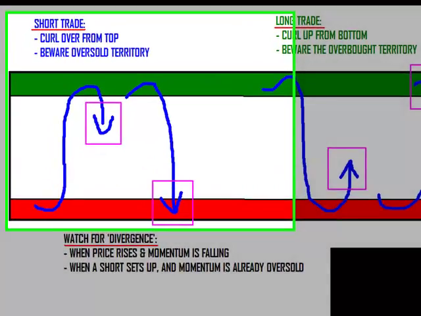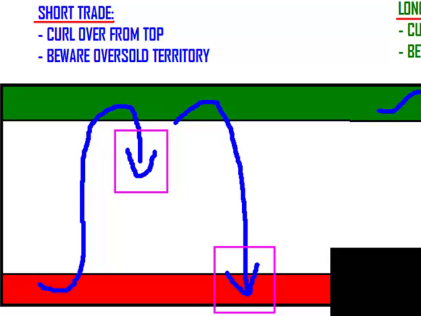Well, for a short trade, very simple. I want momentum to be pointing down. Now, it's important that we realize there are a couple different ways that momentum could be pointing down. There's the first example, of course, on the left side here, where we see a curl over from the top. Price goes into overbought territory in the green. It then curls back over. The momentum indicator points back down. That is ideal for a short position.